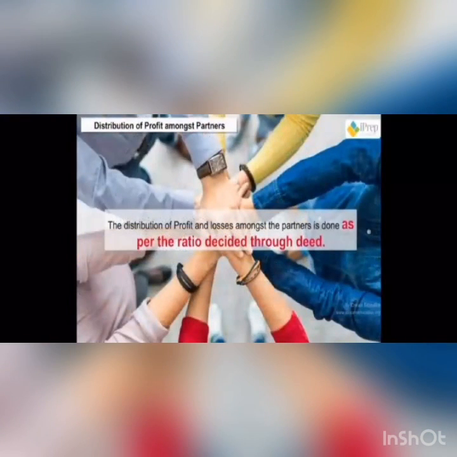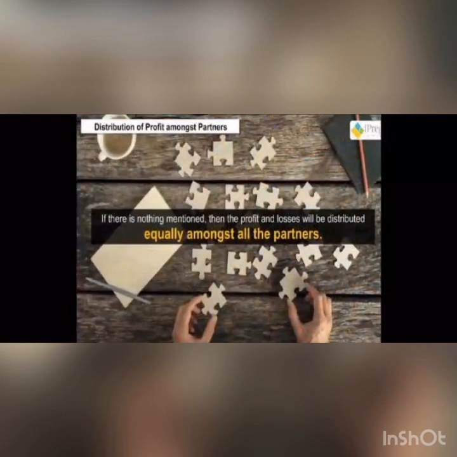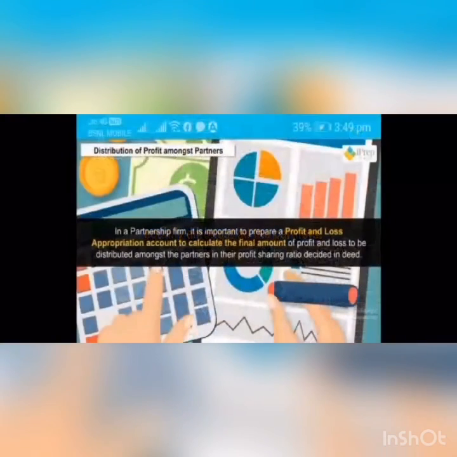The distribution of profit and losses among the partners is done as per the ratio decided through the deed. If nothing is mentioned, then the profits and losses will be distributed equally among all the partners. In a partnership firm, it is important to prepare a profit and loss appropriation account to calculate the final amount of profit and loss to be distributed among the partners in their profit sharing ratio decided in the deed.